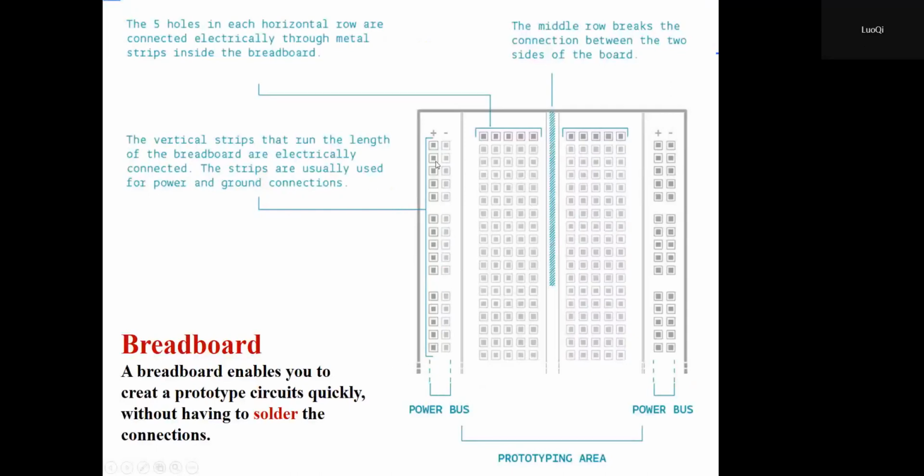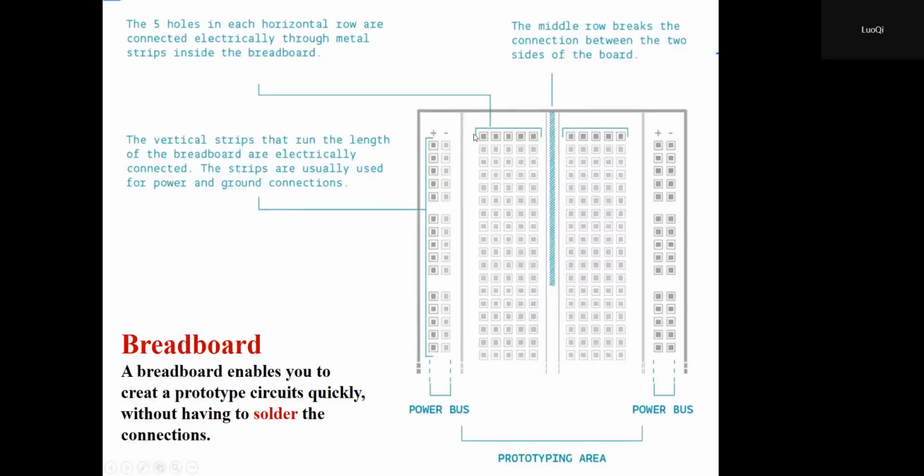We can see in the picture a breadboard. The breadboard enables you to connect prototype circuits quickly without having to solder the connections. The five holes in each horizontal row are connected electrically through metal clips inside the board.